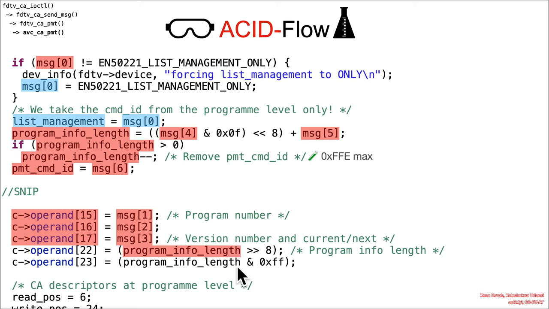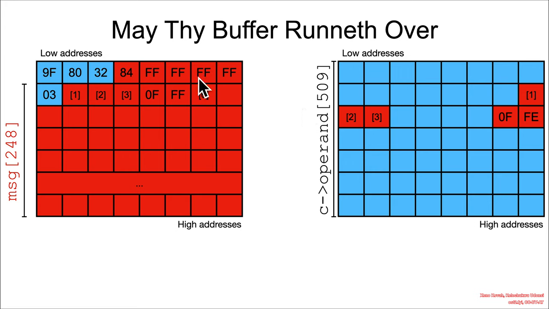operand. And then we have the program info length, which again we said is a maximum of FFE. So this downshifted by 8 would be putting a maximum of F into that byte, and then ANDed with FF, so FE going into that byte. All right, so this is then what things look like. You have all Fs right there, and then this had to be 3, that hard-coded value at the 0th value of this new 248 byte buffer.